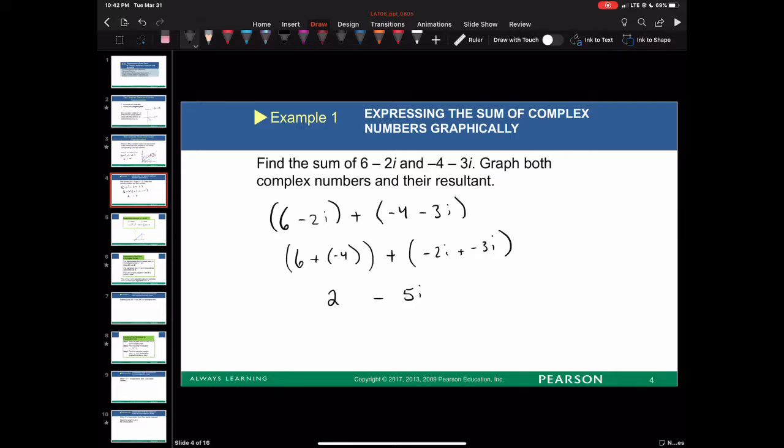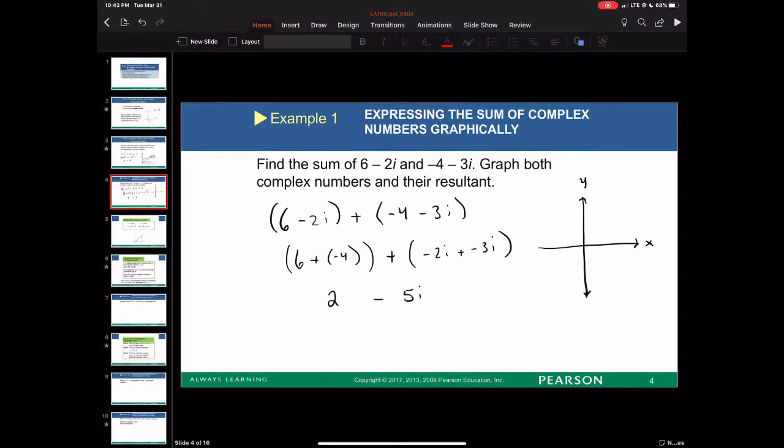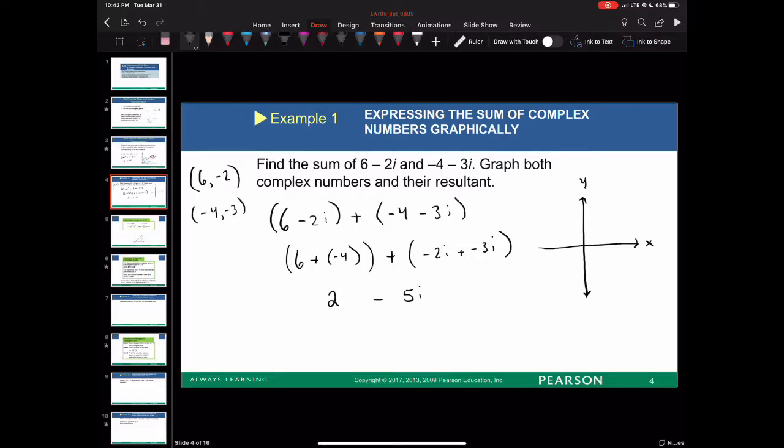Now, if we think about this on a plane, I'm doing a rough draft. When we talk about 6 minus 2i, we know we have the ordered pair 6, negative 2. Then when we talk about negative 4, negative 3i, we have the ordered pair negative 4, negative 3. Then when we find our resultant, we have 2 minus 5i, so it'd be 2, negative 5.